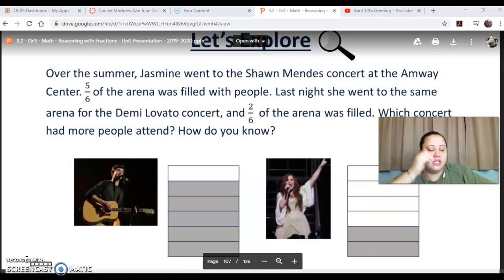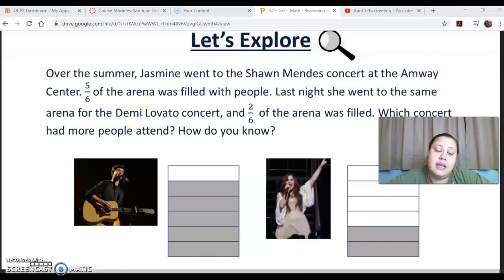All right, let's continue with the lesson. Over the summer, Jasmine went to the Shawn Mendes concert at the Amway Center. 5/6 of the arena was filled with people. Last night, she went to the same arena for the Demi Lovato concert, and 2/6 of the arena was filled. Which concert had more people attend? How do you know? Well, what I do know is Jasmine's a little spoiled, because those concerts are expensive, and she went to both.